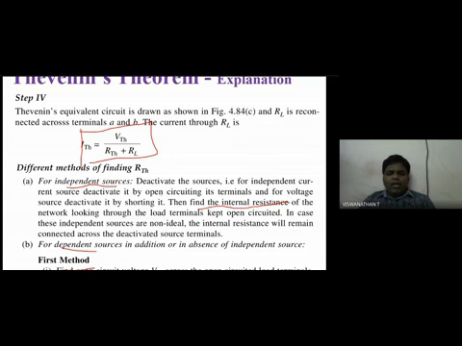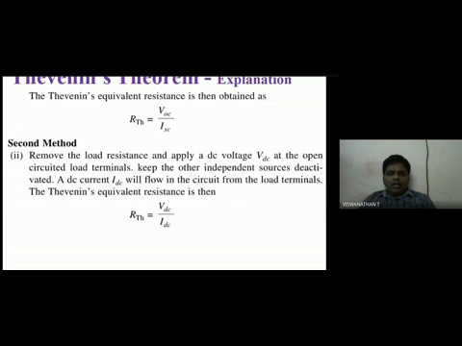we first short the load terminals and find the short circuit current. That is the first step. Second, we remove the load resistance so it becomes an open circuit, and we calculate the open circuit voltage. Then we can calculate the resistance as VOC divided by ISC. So this is one procedure. Another procedure is open circuit voltage divided by short circuit current.